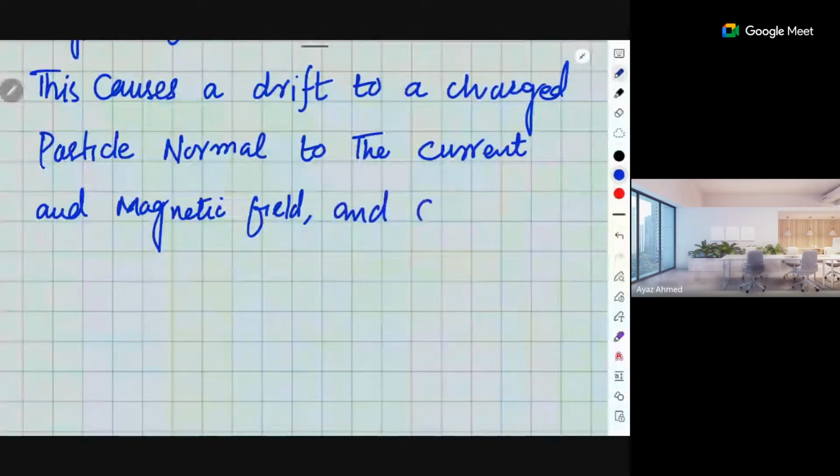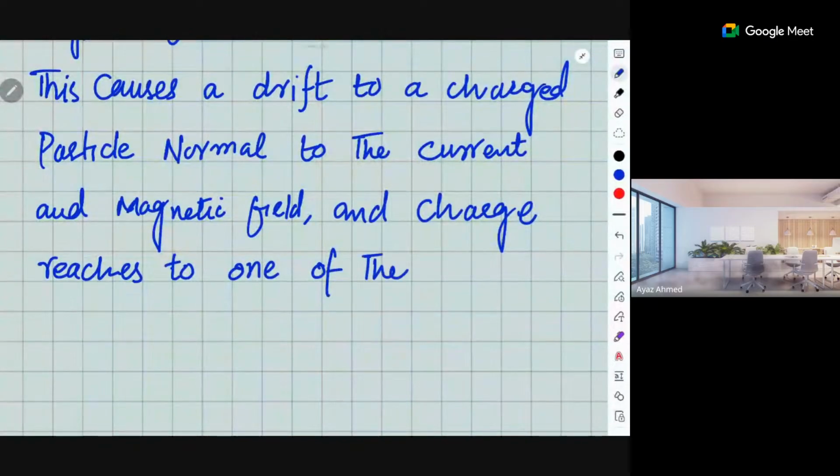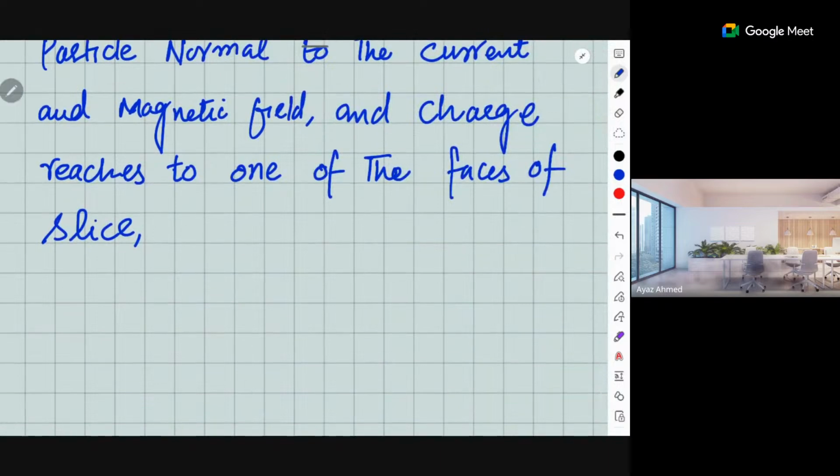And the charge moves or reaches to one of the faces of the slice. Is this all clear, what I have mentioned in my diagram explanation? The charge moved to one face of the slice. This causes an electric field to be developed between these opposite faces.